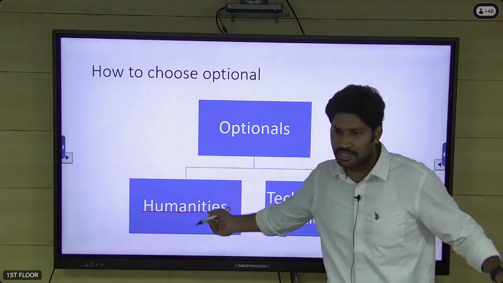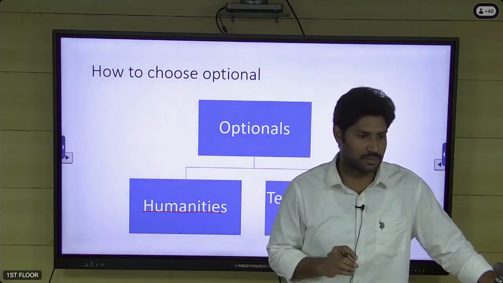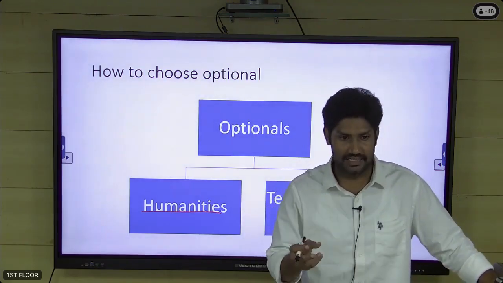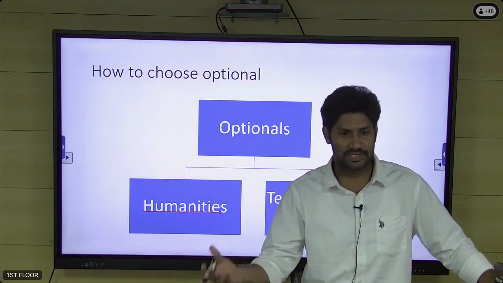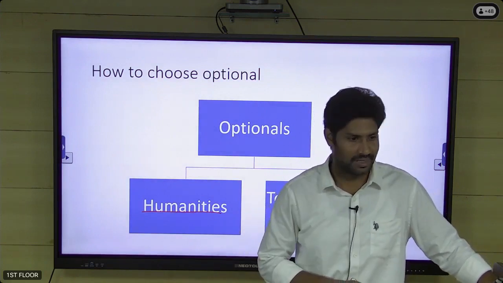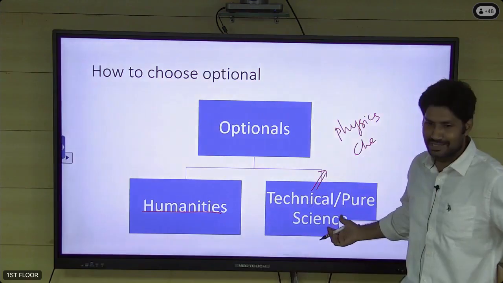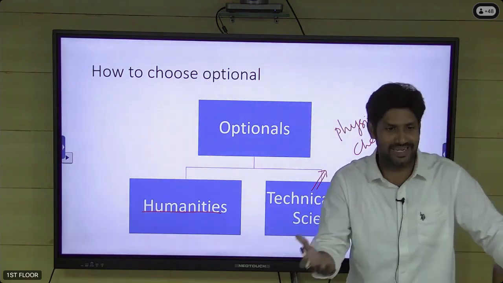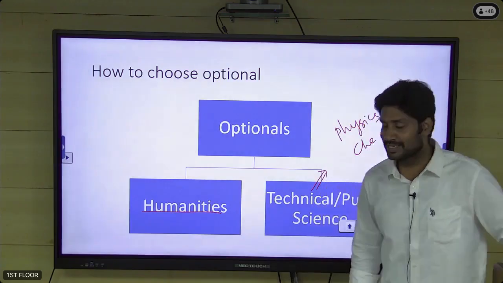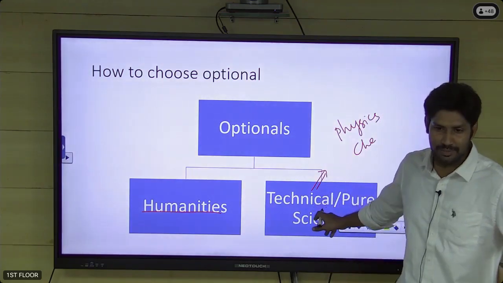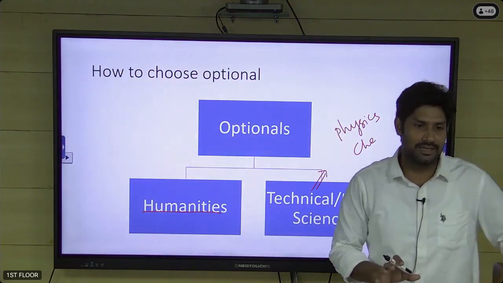Whereas in the humanities subject, you might be aware of various terms. Even if you don't know the exact answer, you can manage in sociology and geography, because you study these in GS also. Whereas in the pure science area, if you don't know the answer, you cannot answer. That's the problem. But otherwise, scoring is very easy in pure science optionals because the evaluation is objective in nature.